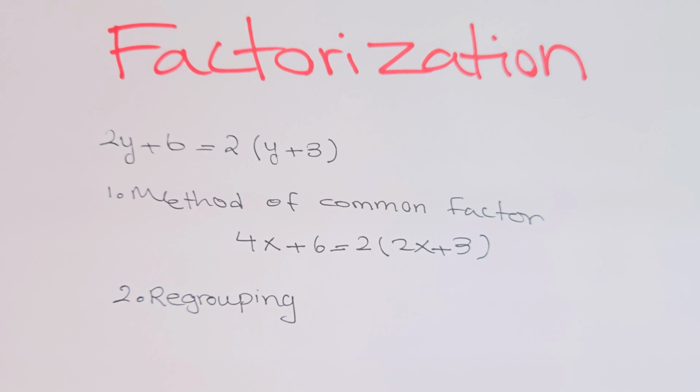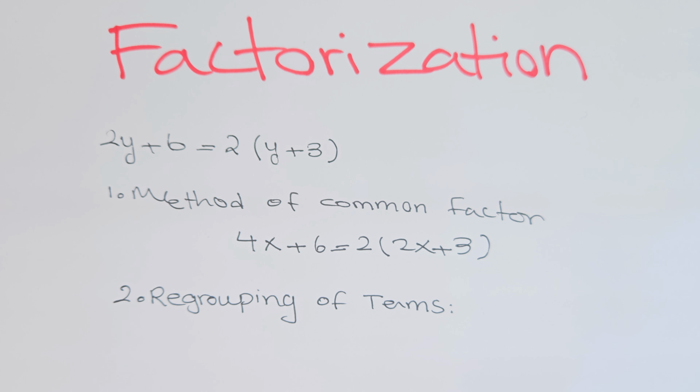Here, we just have to do an extra step before factorizing, and it's called regrouping of terms. What I mean by regrouping is that we have to rearrange the given expression based on the like terms or similar terms. Let me give you an example.